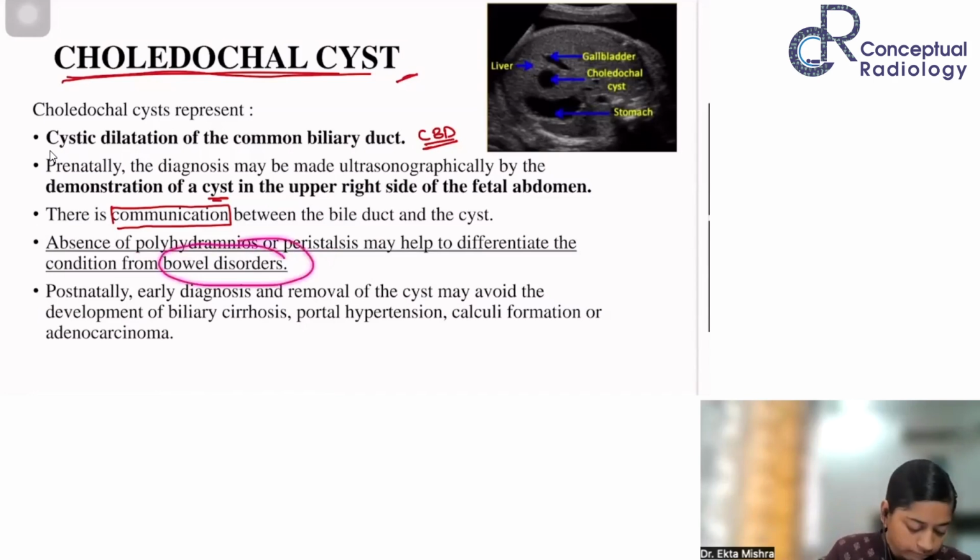So if there is absence of polyhydramnios or peristalsis within that cystic lesion, you can differentiate it from a bowel pathology. So why are we so concerned that we want to pick up choledochal cyst in the antenatal period itself? The early diagnosis and removal of this cyst will prevent the development of biliary cirrhosis and resultant complications like portal hypertension, calculi formation within the cyst, and development of a malignancy.